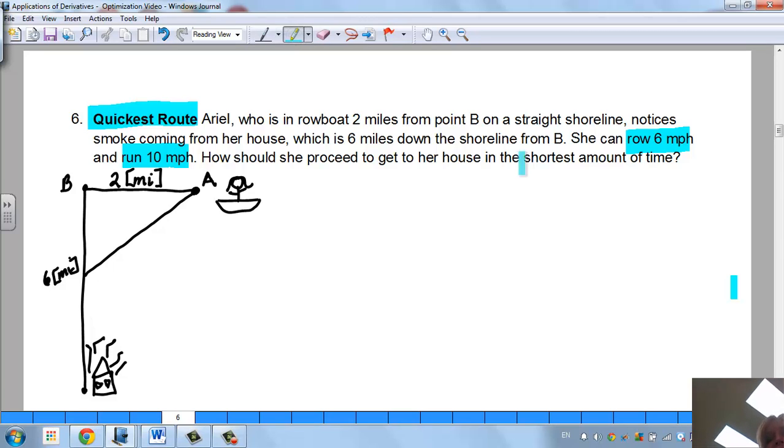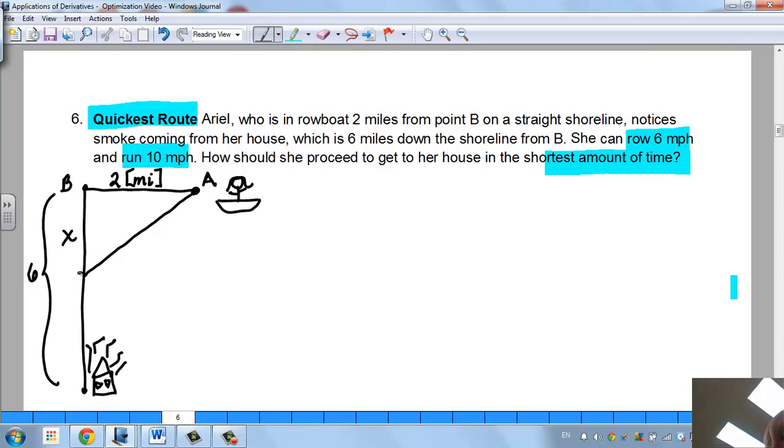We're looking for the shortest amount of time, so time is what we're looking for. First of all, let's label this whole thing. I'm going to move this 6 miles out a little bit so it doesn't confuse you. If this whole side is 6 miles, I call this x, because I don't know where she's got to hit the shoreline to start running, and this part would be 6 minus x. We know this is 2 miles here. We can figure out this distance with an x in it, because this is a right angle.